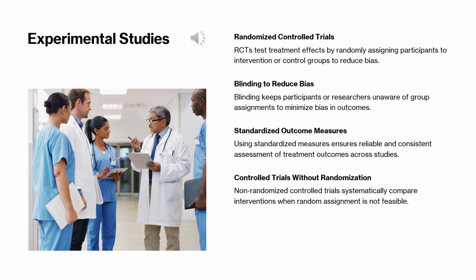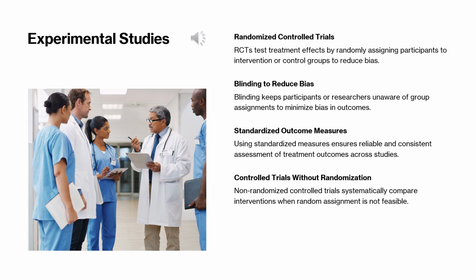The key features of experimental studies: manipulation, where the researcher deliberately assigns an exposure or treatment; the control, where one group receives the intervention and another does not; randomization, where patients are randomly assigned to groups to reduce bias; and blinding. Participants and sometimes researchers don't know who receives treatment, which helps increase fairness and accuracy.